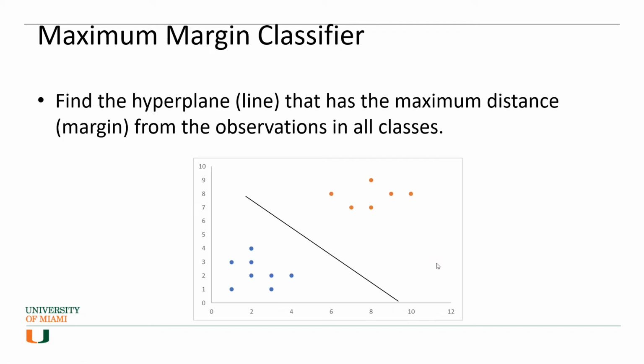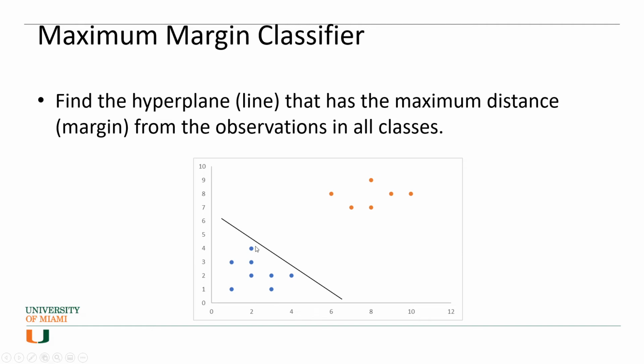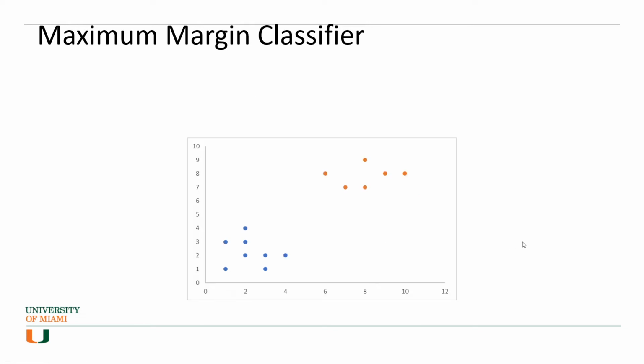In this case, there are multiple alternatives, and among the alternatives, the one that goes right in the middle would have the maximum distance from all the observations. In other words, this line is not a really good line because it's too close to the blue class, whereas the one that is right in the middle is the best one. And once we have found this line, anything below the line is going to be in the blue class, whereas anything above the line is going to be in the orange class.